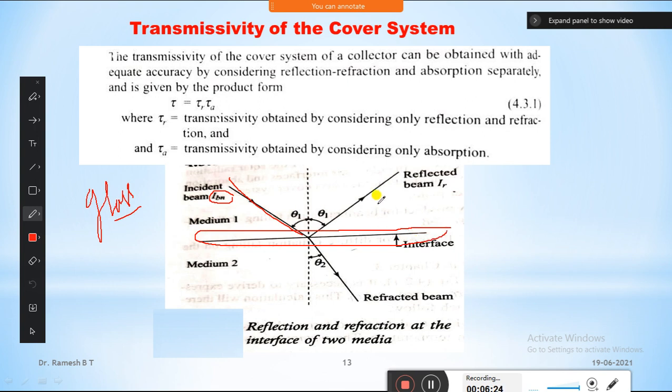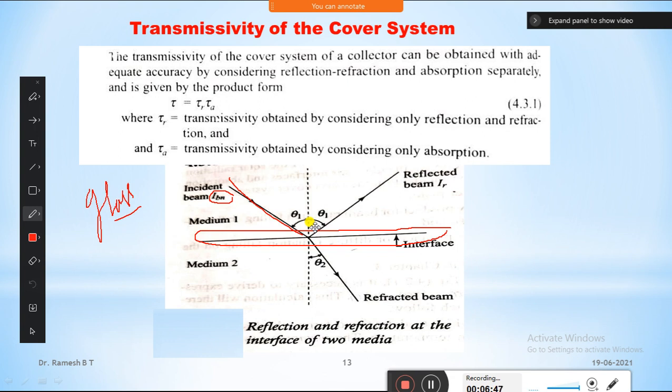And this interface is between media 1 and media 2, and here the light is striking this interface. Interface between media 1 and media 2. And here what happens is that the light is polarized, meaning polarization will take place.